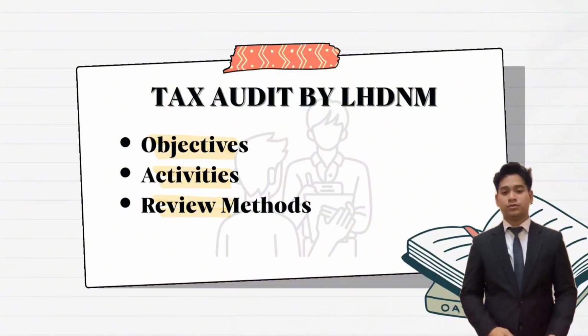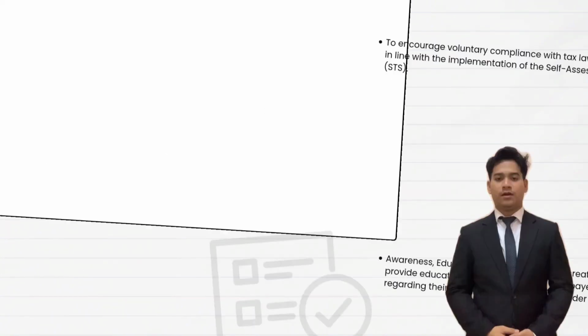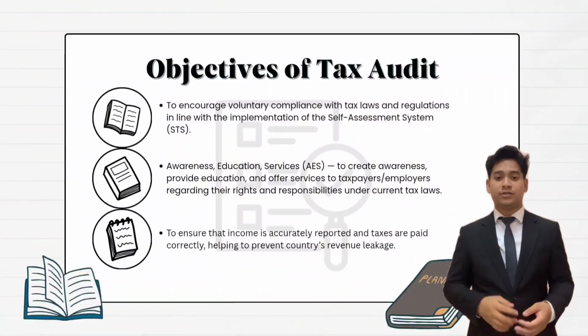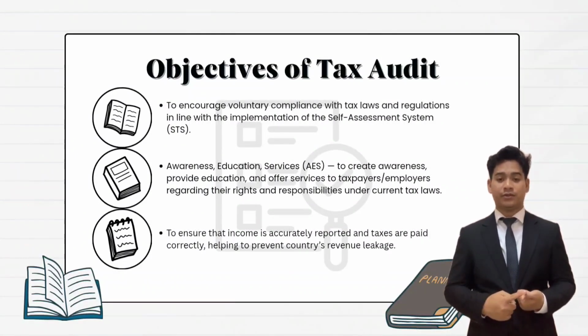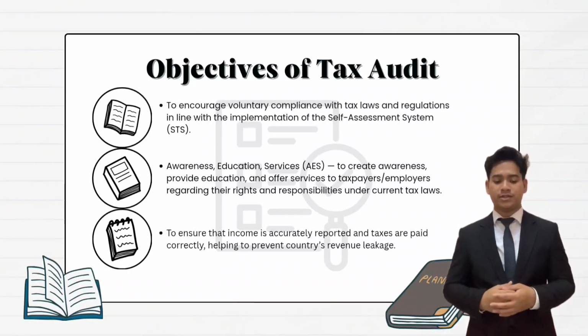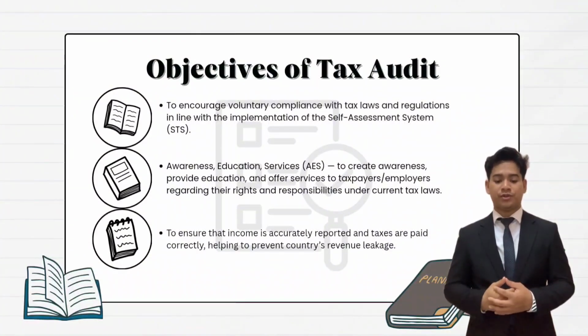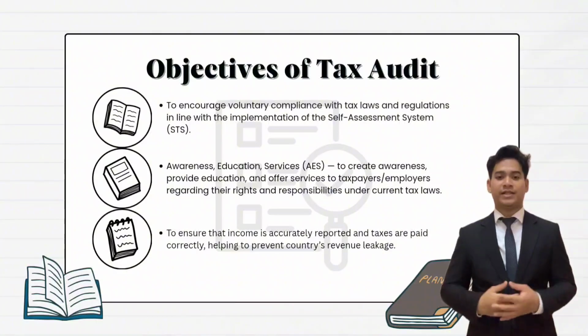So firstly, I would like to talk about objectives, second activities, and finally review methods. What are the objectives of tax audit? The main reason is to encourage voluntary compliance with tax laws and regulations in line with the implementation of the self-assessment system. Second, to create awareness, provide education, and offer services to taxpayers or employers regarding their rights and responsibilities under current tax law. Lastly, to ensure that income is accurately reported and taxes are paid correctly, helping to prevent the country's revenue leakage.